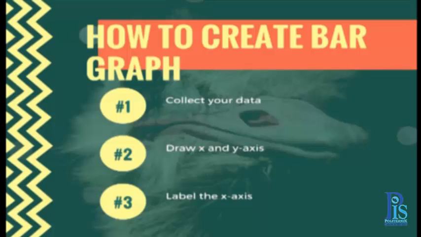How to create a bar graph? First, you have to collect your data. Next, you have to draw an X and Y axis. This obviously will look like a large L shape. Number 3, you have to label the X-axis. For example, you can label the X-axis with the names of each of the months you will be using, from January until December.